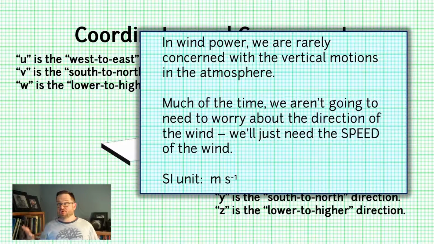And frankly, most of the time in wind power, we're not terribly worried about the direction of the wind because the wind turbine will just turn to face upwind. We just are worried about the speed of the wind coming through it. And of course, just to be clear, our SI, System International metric system unit for velocity is meters per second. We're not going to in general solve equations in miles per hour or something like that.